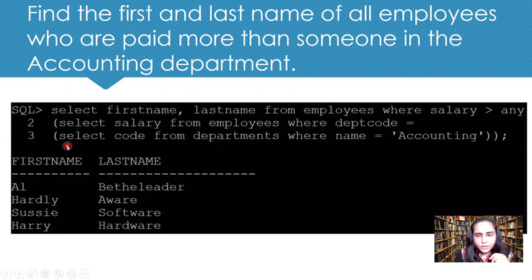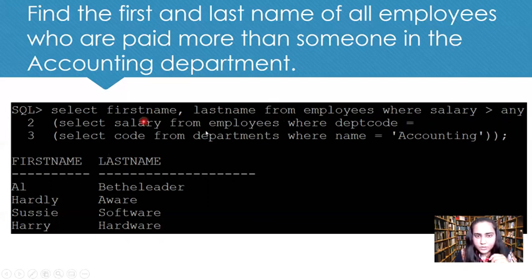First of all, the inner query is fetching the code of accounting department, ACCNT, from the departments table. And this is nothing new. We have done this before. The outermost query is now trying to fetch the salaries of people from this department. So first we got the code ACCNT. Then using this code in the employees table, we try to find out the salary of all the people in this department. And once we get that salary, we are using the ANY keyword like this.